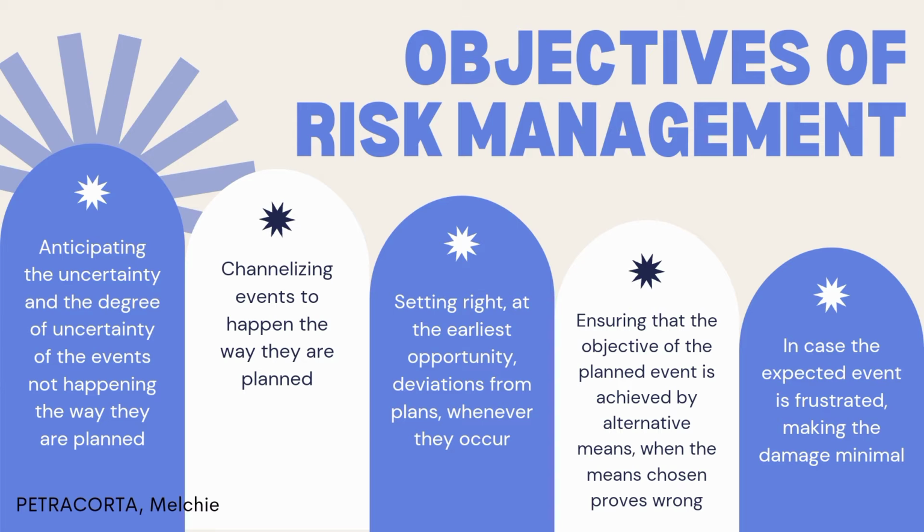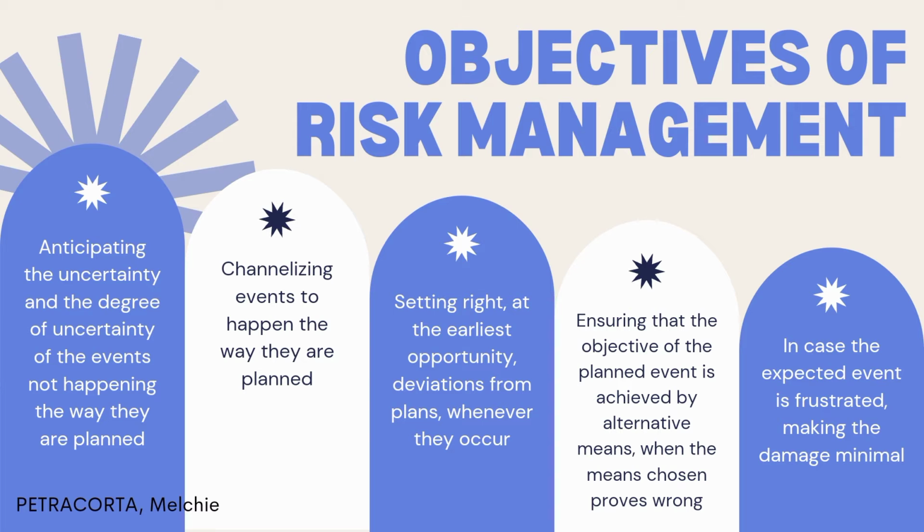The next objective of risk management is setting right at the earliest opportunity deviations from plans whenever they occur. Risk management tells you how you're going to handle risk in your business. It involves developing risk handling options to control the impact of risk. So whenever deviations from plans arise, they are corrected as soon as possible to reduce their negative impact.